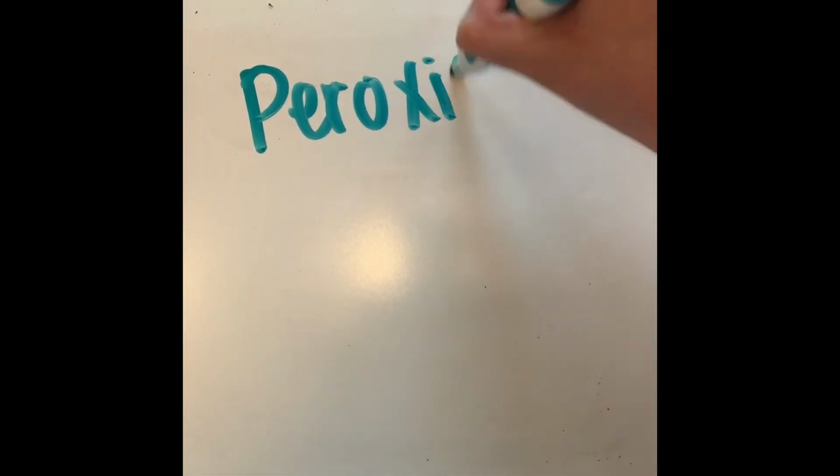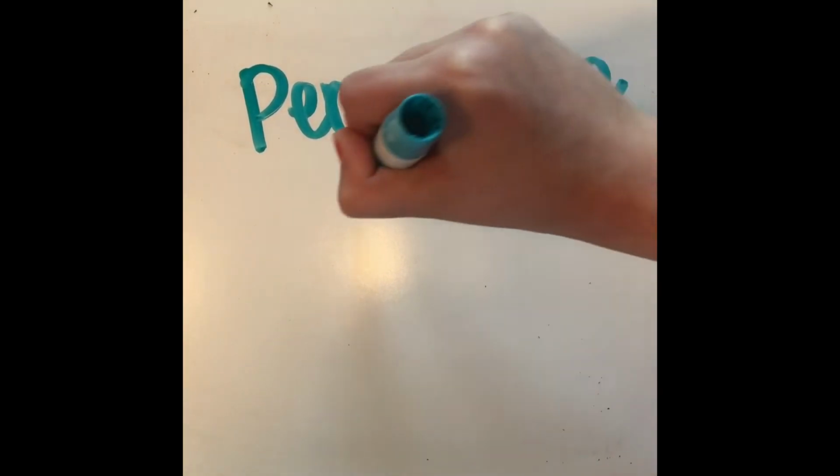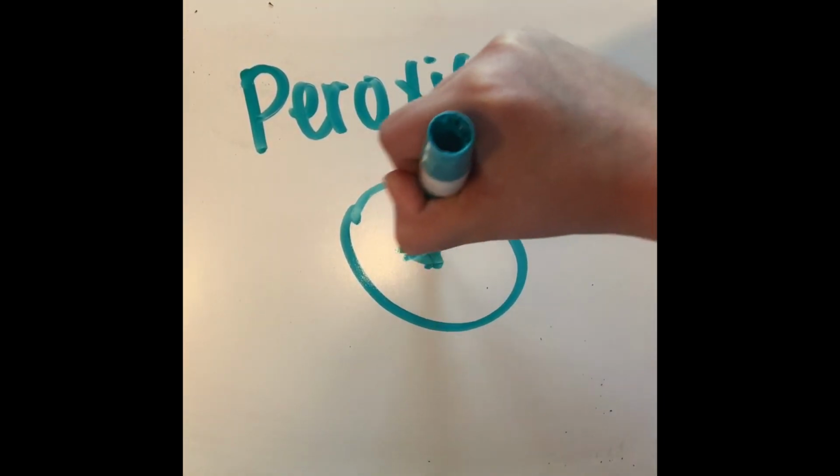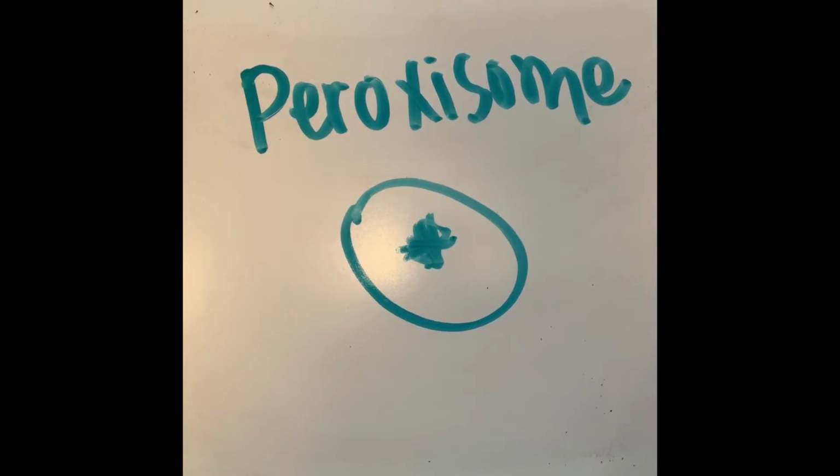Peroxisomes are responsible for oxidation and various specialized metabolic functions. They are bounded by a single membrane and produce hydrogen peroxide that converts to water. They also import proteins from the cytosol.